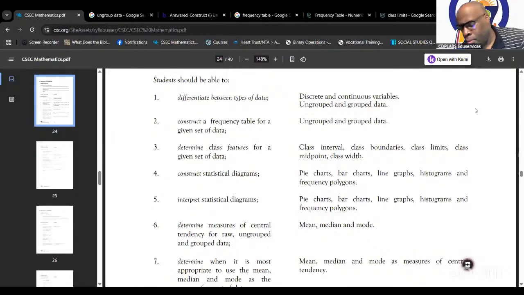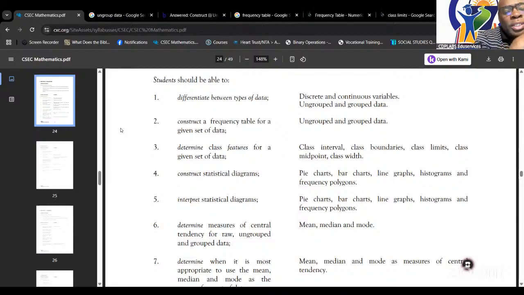Now, so we're going to go to class midpoint. Now, to find the class midpoint, you can find the difference between the class limits, and then divide it by 2. Hence, midpoint. So you find the difference between the class limits, and then you divide it by 2.